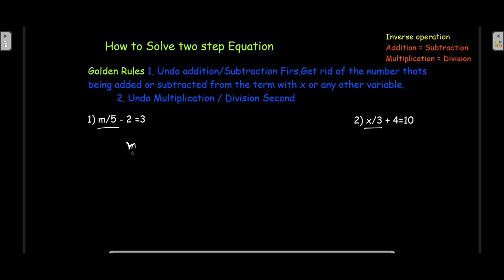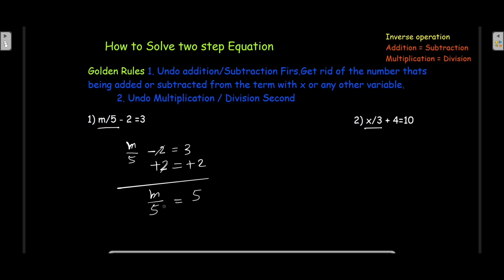I'm going to rewrite this equation: m divided by 5 minus 2 is equal to 3. We have to add 2 to both sides here. Minus 2 plus 2 will be cancelled out. So m divided by 5 is equal to 3 plus 2, which gives us 5.